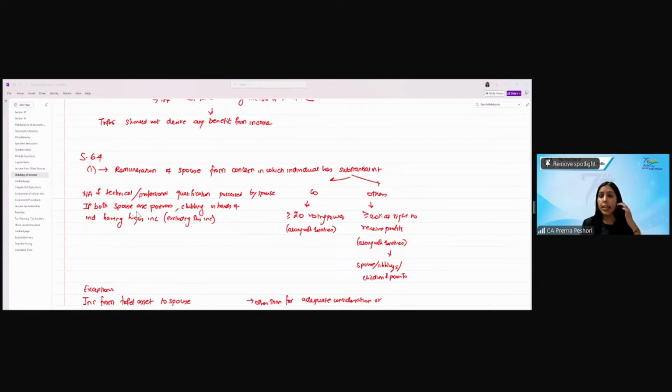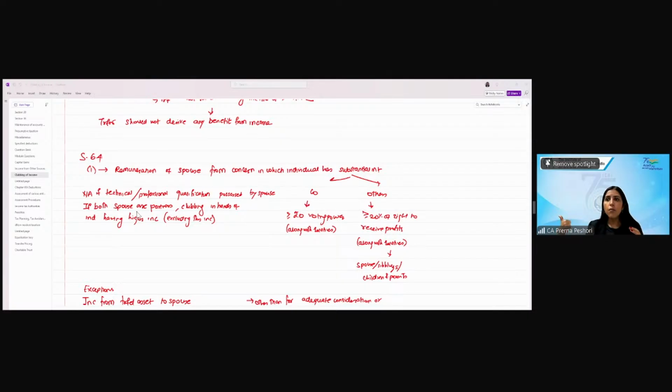Let's say, for example, I have my CA firm. Assume it's a partnership, because a CA firm can't be a company. Let's say there's a partnership firm and I am a partner in that firm. My husband is also a CA. He's not a partner in the firm. Now, let's say the firm gives remuneration to my husband. Will this remuneration be clubbed in my hands? The answer is no. Because my husband possesses technical qualification, we are giving him remuneration because he has provided some consultancy to the firm.